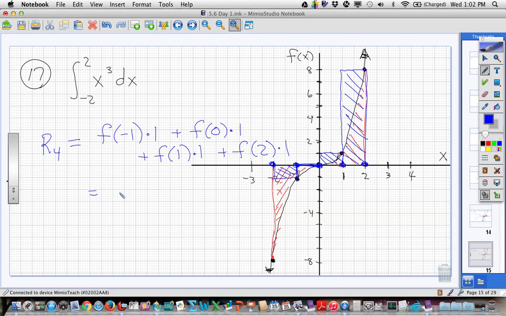All right, so we got -1 area. The next one is 0. Next one is 1. Last one is 8. For a final answer of 8, which again is a lousy approximation. That's not what we're worried about right now. We're just worried about the mechanics and the notation of these problems. Okay, hang in there now. We just got a couple more to do.